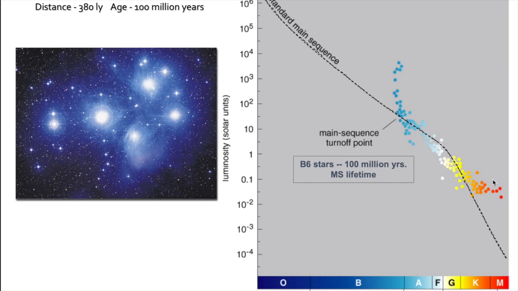Now, you may notice that these stars down here are red stars that are not on the main sequence. This is not because they're starting to come off and become giants. This is actually because the Pleiades is so young that those stars actually haven't finished forming yet. So they're not fully formed, and so they're still just a little bit brighter and not on the main sequence yet.